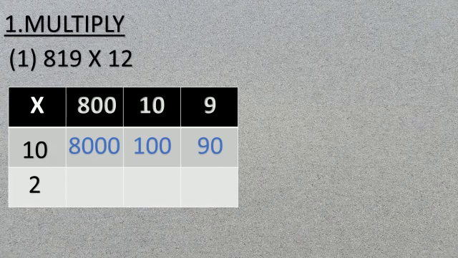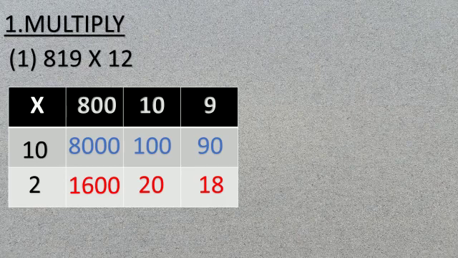Now students, we will do the multiplication with the 2 at units place. 2 eights are 16, and with those two zeros at hundreds place you will get the answer 1600. Next, tens place: 2 tens are 20. And units place: 2 nines are 18. So students, the multiplication process is over, but the final answer is not yet done.